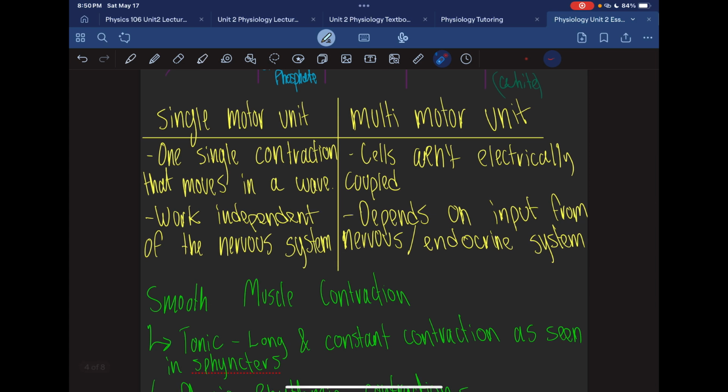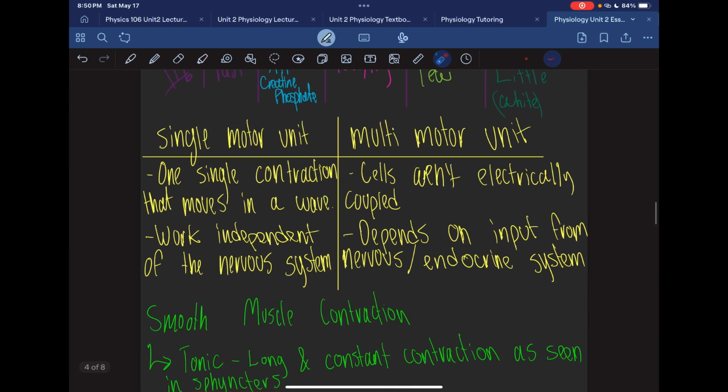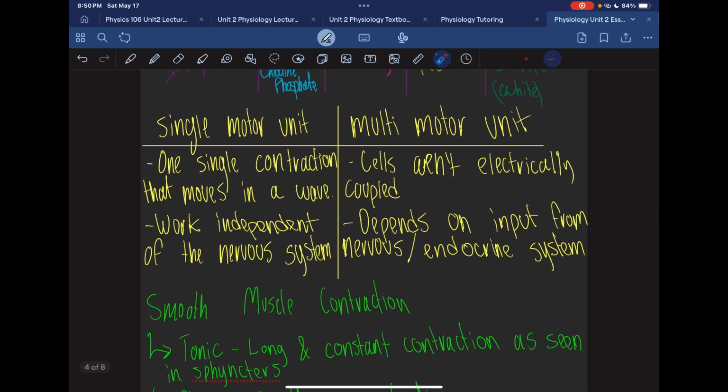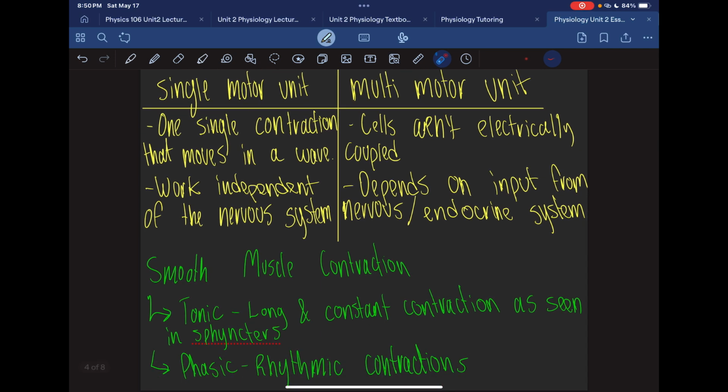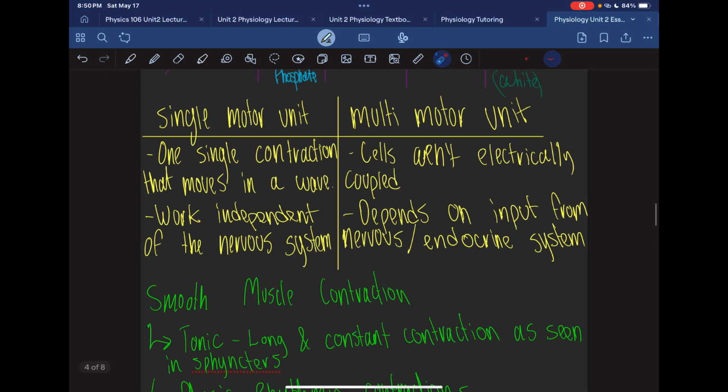Then we get into the types of smooth muscle. So we see the single motor unit and the multimotor unit. What we've prepared for you guys is one single contraction that moves in a wave, which is what we see with a single motor unit. This falls into our digestive tract quite a bit, just slowly moving things throughout our digestive system, contracting them down, so then we can get those nutrients we need and get rid of the ones we don't need. And this works completely independently of the nervous system. This is something we don't control. This is involuntary.